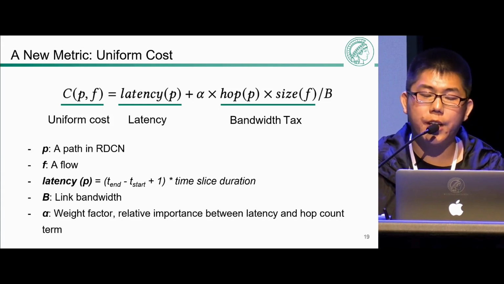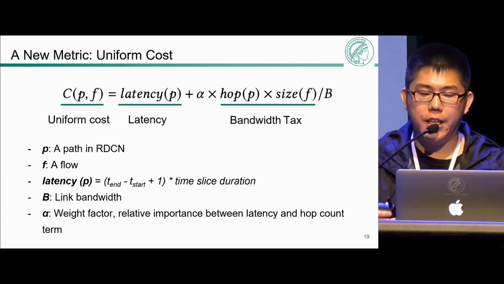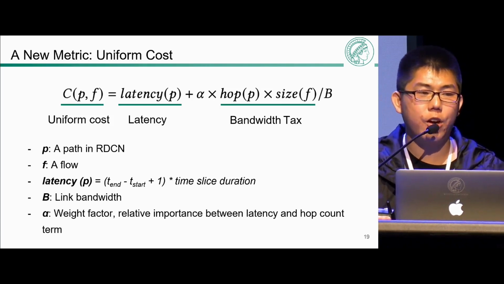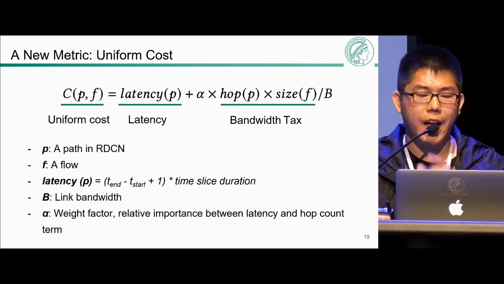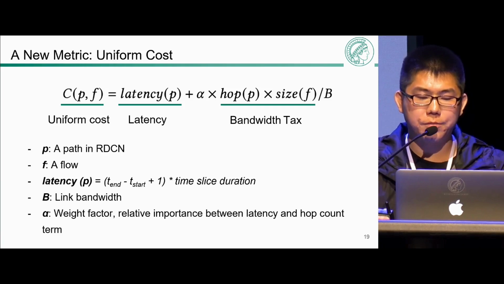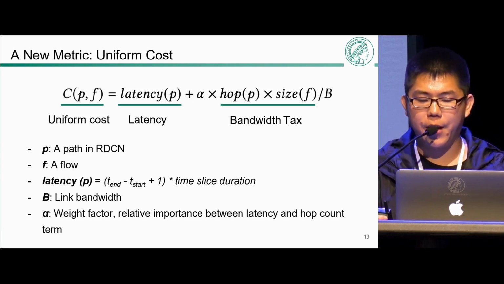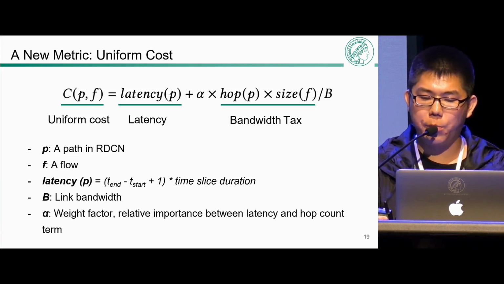We propose a new metric called uniform cost to include impact by both latency and hop count. Uniform cost has 2 terms. The first one is the latency of a path P, and the second term is related to hop count: alpha times hop count times flow size, divided by B. Here B is the link bandwidth, and alpha is the weight factor, which determines the relative importance between the latency and hop count terms.